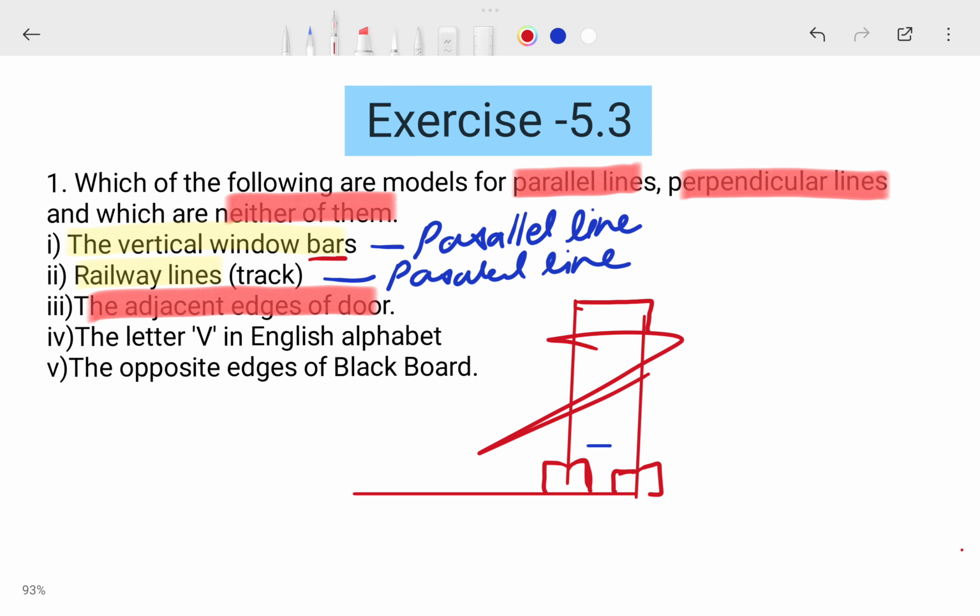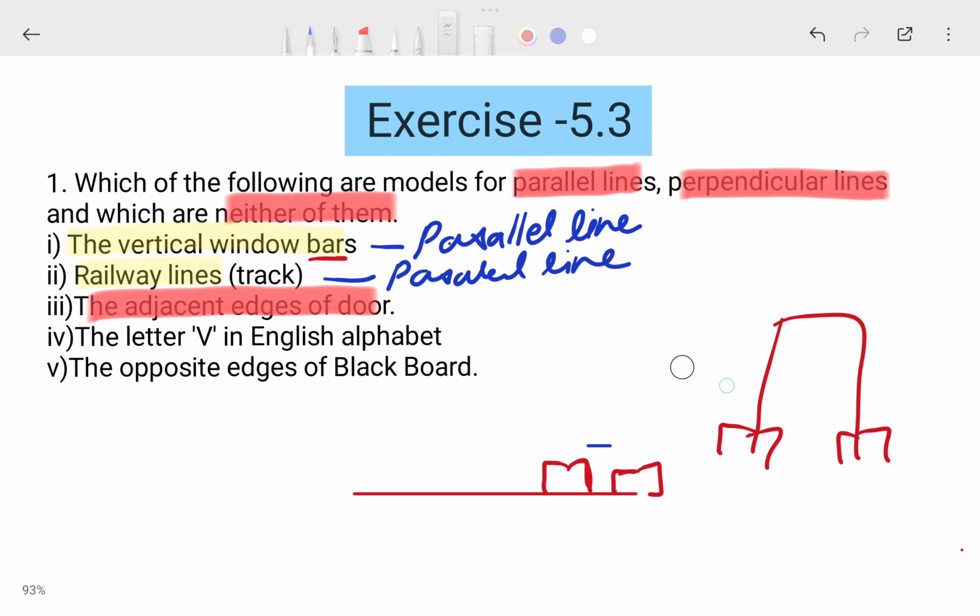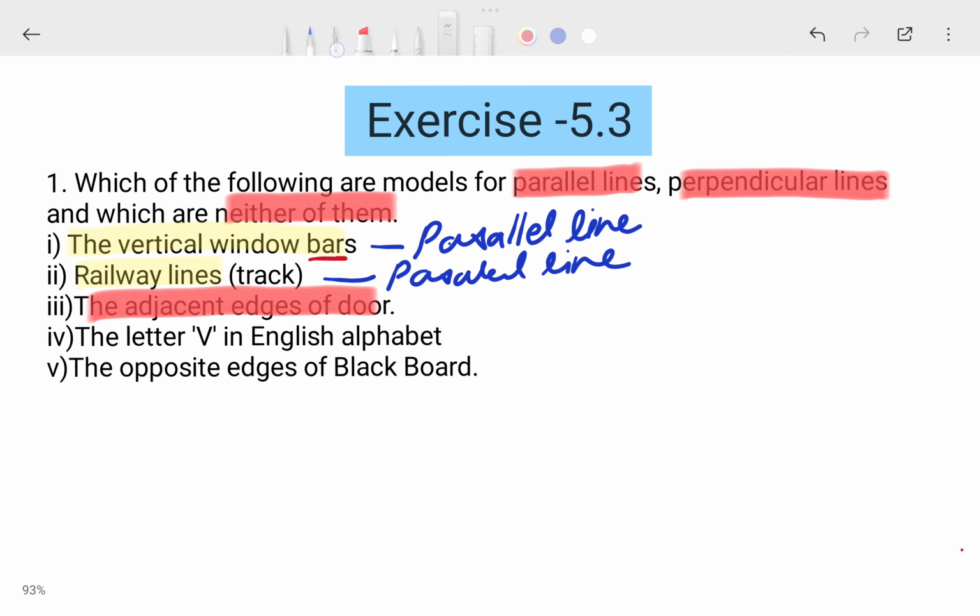If you observe the door, you will understand. In this door, this is 90 degrees, this is 90 degrees, so it is perpendicular. In this door also, this is 90 degrees, this is 90 degrees, so the door is 90-90. It means that it is perpendicular, so you can write perpendicular line. Okay, now this is over.